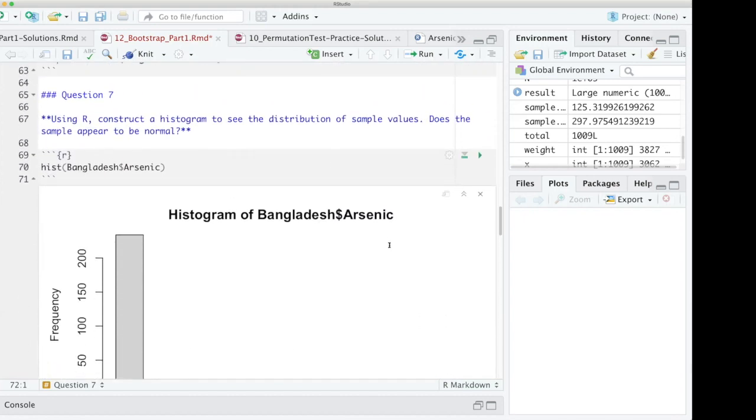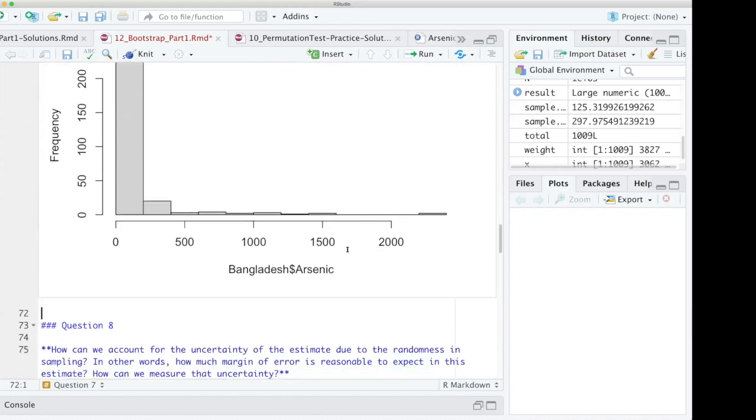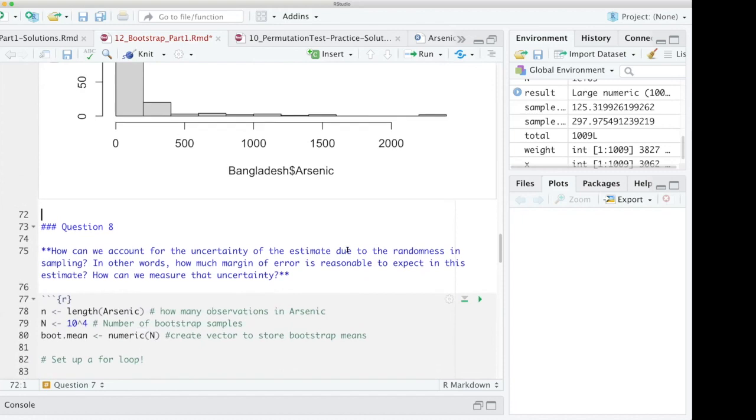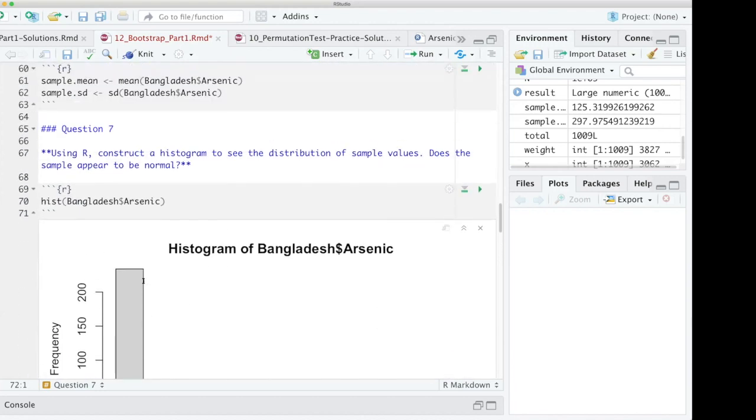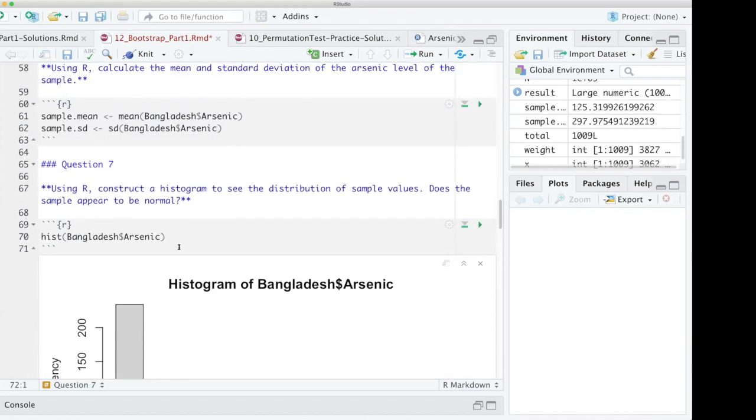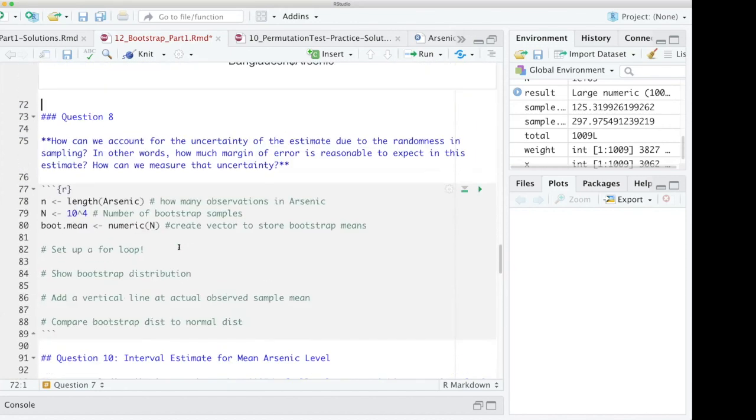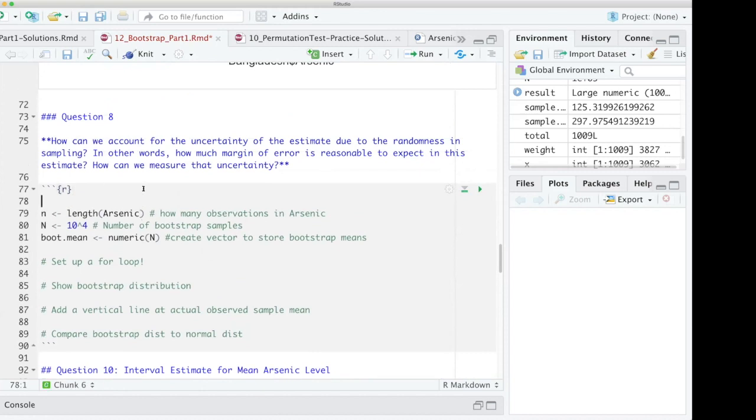So we see our sample is skewed. We've got a mean and standard deviation for the sample. And so now we want to go in and set up the bootstrap distribution. And so down here, I'm assuming that some vector called arsenic was created. I haven't created that yet.